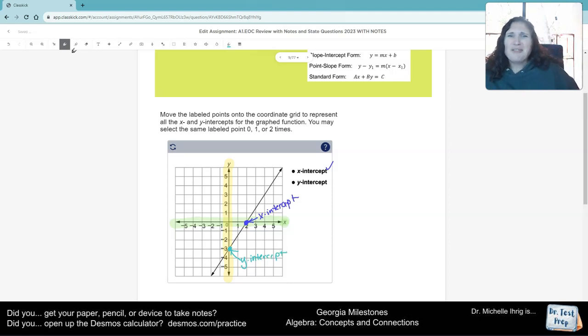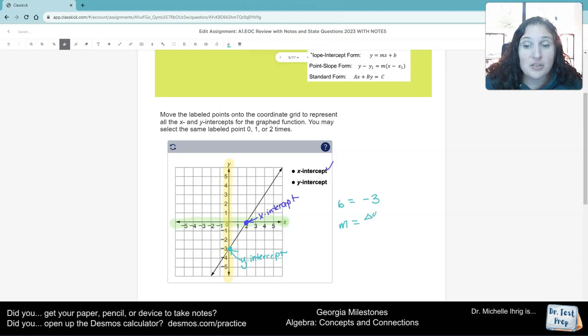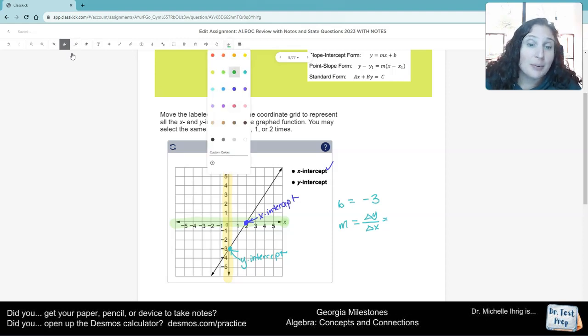Okay, now, of course, I want to challenge you. So let's write the equation of this, because we know our y-intercept, which is our b term, happens at -3. So we just have to figure out our slope. Our slope, again, is the change in y over change in x. You can also use the slope formula from our previous pages.